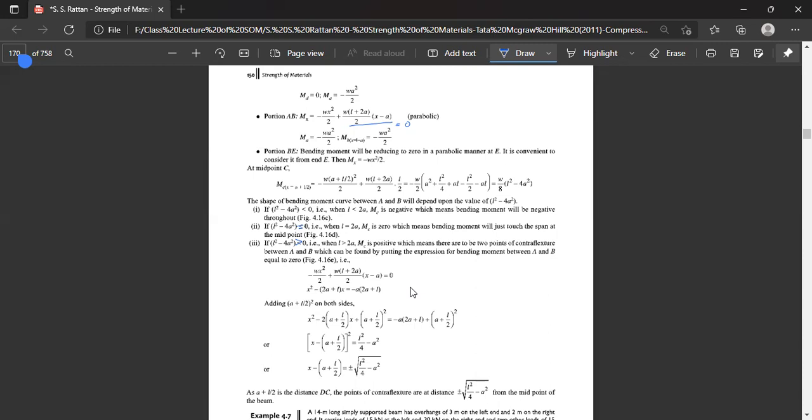In this way, you can also do it: we add a plus l square on both sides. So this side becomes x minus a plus l by 2 whole square, plus l square by 4 minus a square, or x minus l by 2 is equal to plus minus square root of l square by 4 minus a square. Here, as l by 2 is the distance DC, the points of contraflexure are at a distance plus minus square root of l square by 4 minus a square from the midpoint of the beam.